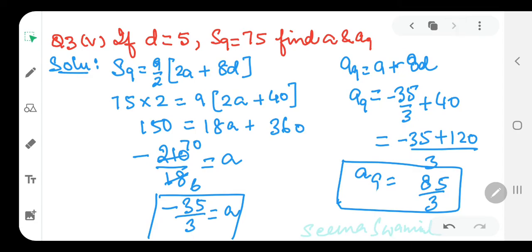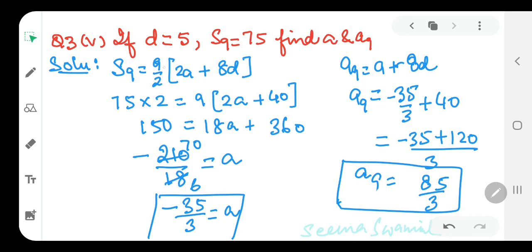Now the last question of this video. You are given that d is equal to 5 and S9 is equal to 75. He wants us to find out a and a9. Now children, what you are given is always very helpful. That only provides you the way to move in the question. Now S9 is equal to 75. Fill up the formula and the values.